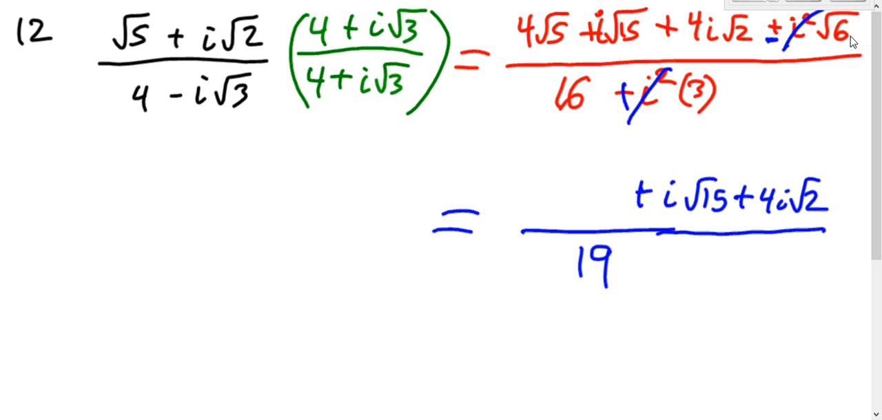We have negative square root of 6 and 4 square root of 5 that are not imaginary, but they have different square roots, so we can't combine them either. Minus the square root of 6. Can't combine any of that, so they're all separate terms.